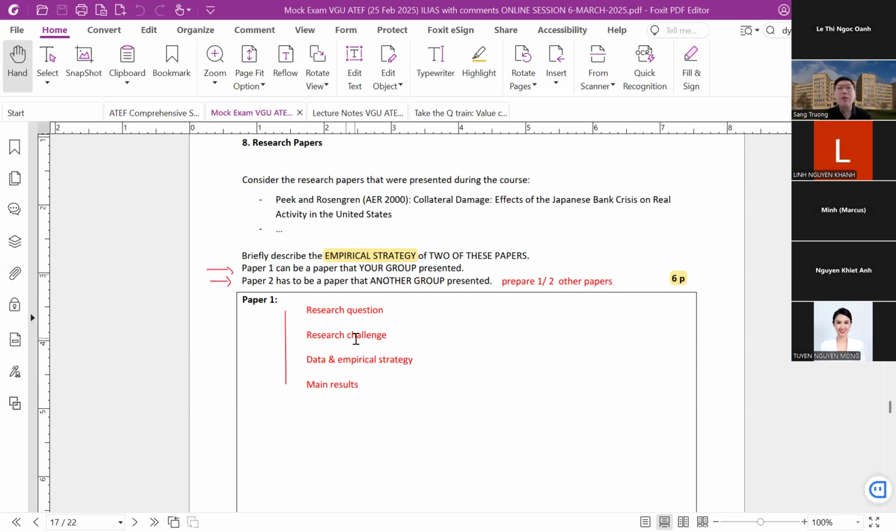And in terms of IV, what is the instrument? Right. And you describe that in the empirical strategy or the identification strategy. Basically, identification strategy is how researchers show that they apply techniques to disentangle or reveal the true causal effect of X on Y. Okay. So basically, that's it.